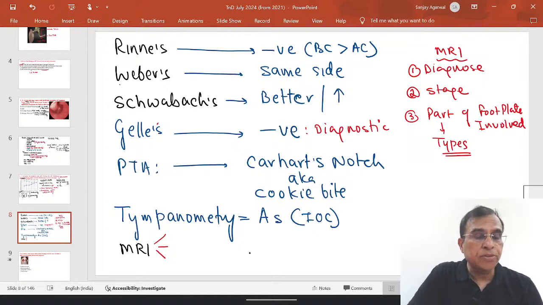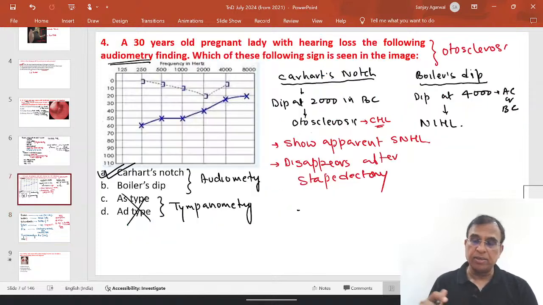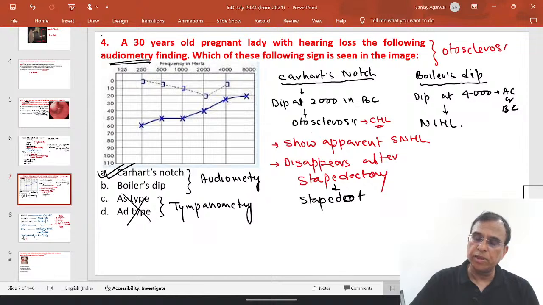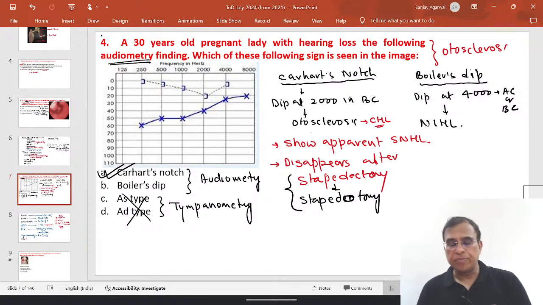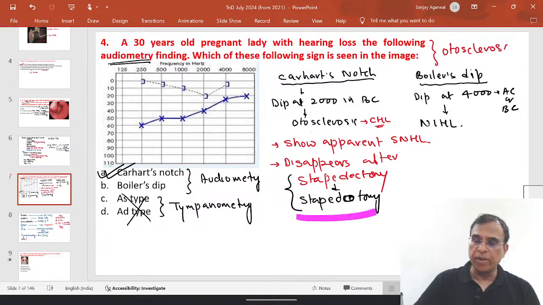Yes, so Ryan is saying to stop it. I told you here that Carhart's notch will disappear after stapedectomy. It can disappear after stapedotomy also. Any surgery you do, in both it will disappear, right? So I think he's trying to ask me whether the treatment of choice or surgery of choice is stapedectomy or stapedotomy. Yes, the surgery of choice in otosclerosis is stapedotomy.